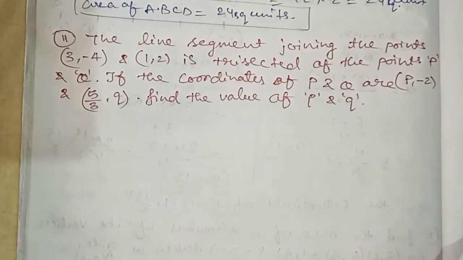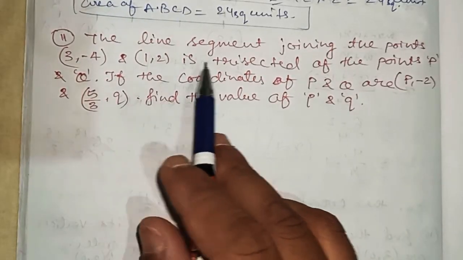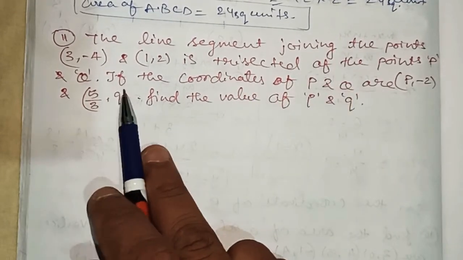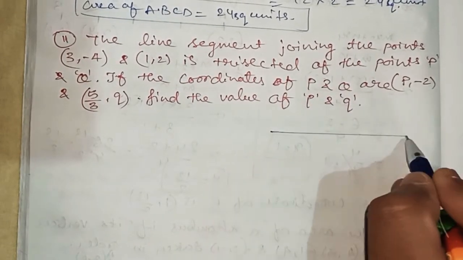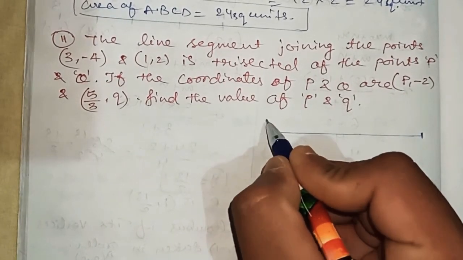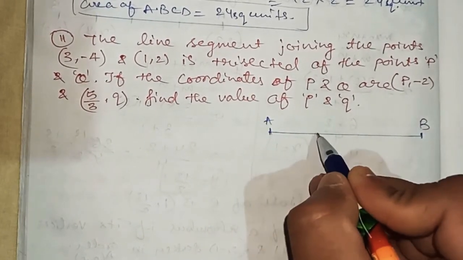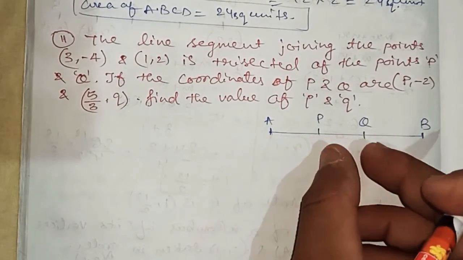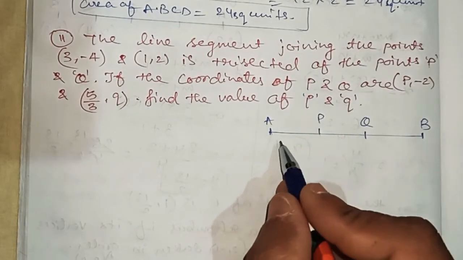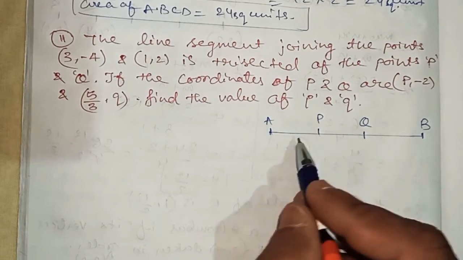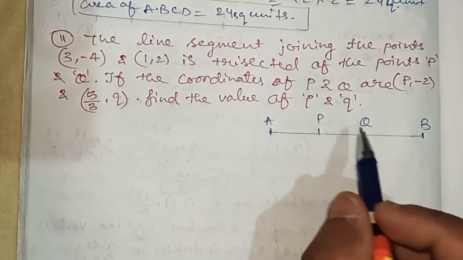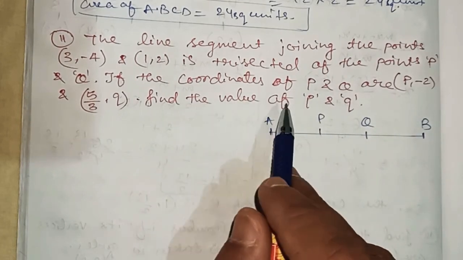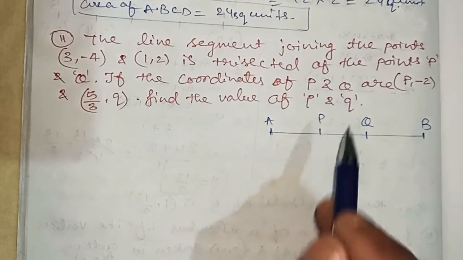Now question number 11. In question number 11 it is given, the line segment joining the points is trisected by the points P and Q. So there is a line, suppose AB, and it is trisected, means cut into 3 equal parts. This part is equal to this, equal to this. So AP equals PQ equals QB. So this line has been trisected and the coordinates of P and Q are given, where we have to find the values of p and q.